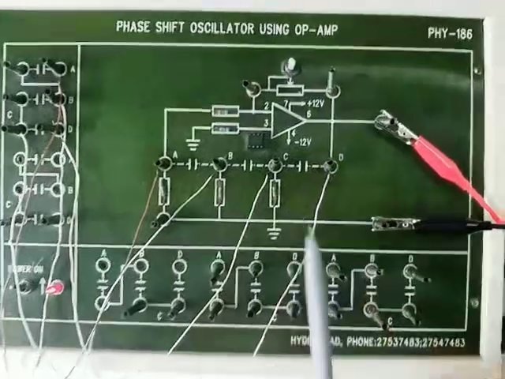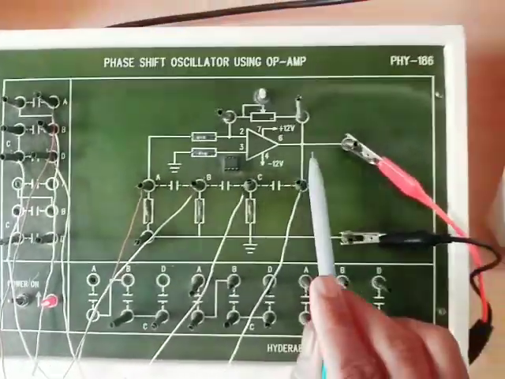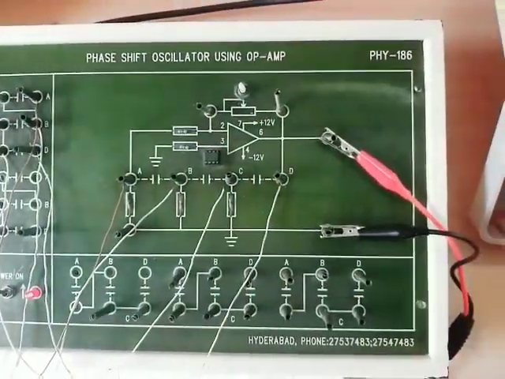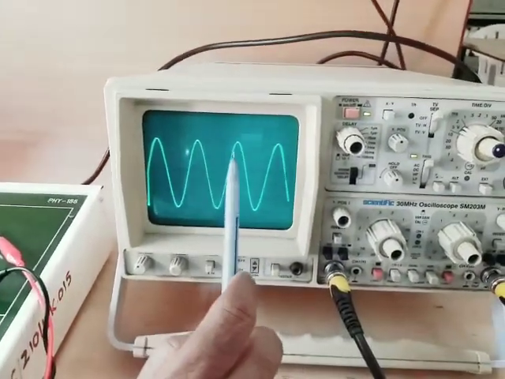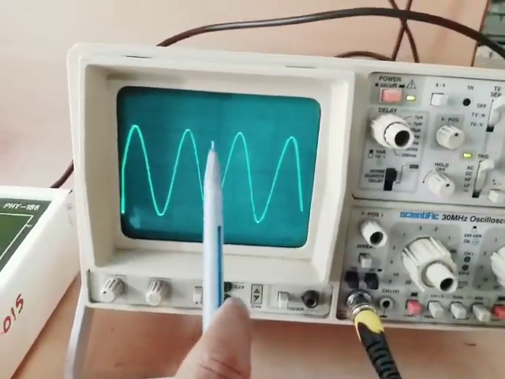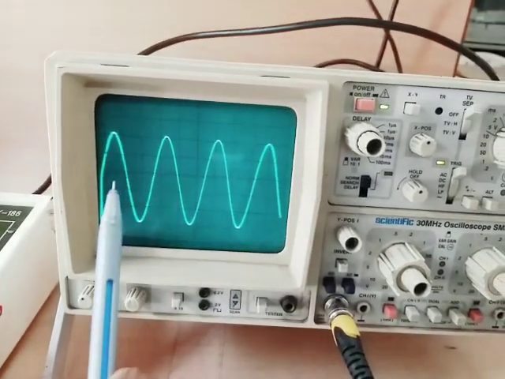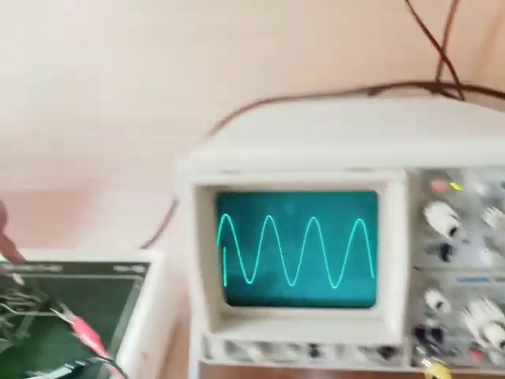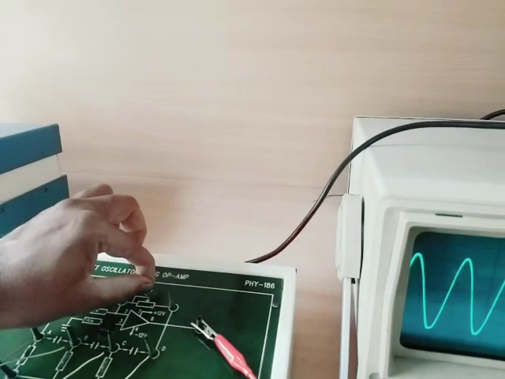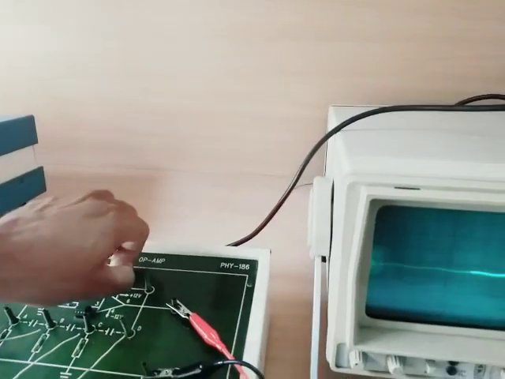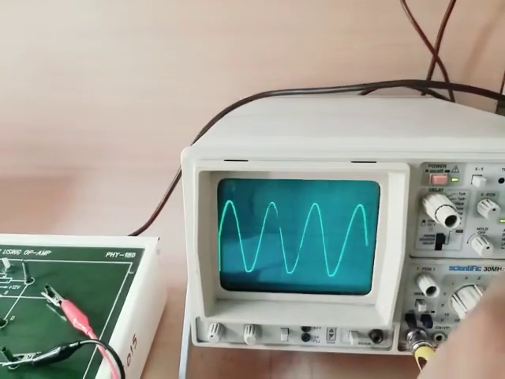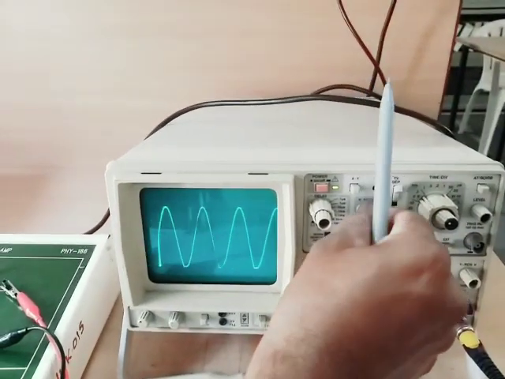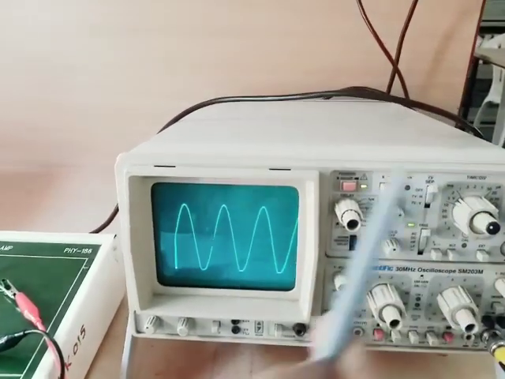This is 741 IC. The output of the op amp is connected to this one. Display the waveform by using this one. Where is the output? Like that. First find out the time period of the waveform here.